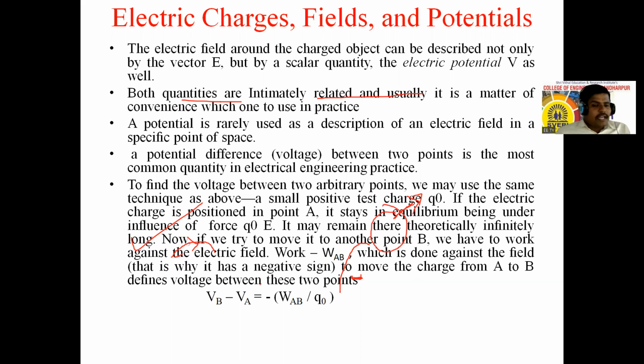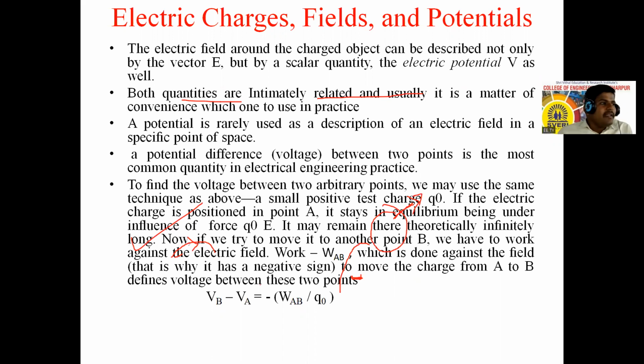So this WAB is nothing but it will define how much force is required to move it, or how much work done will be required to move that point against that force. So this defines the voltage between those two charged points. That is VB minus VA equals WAB divided by charge Q0, right?